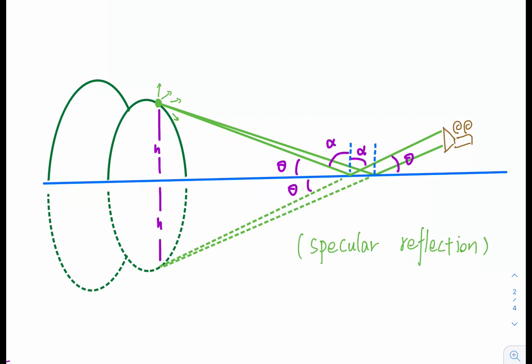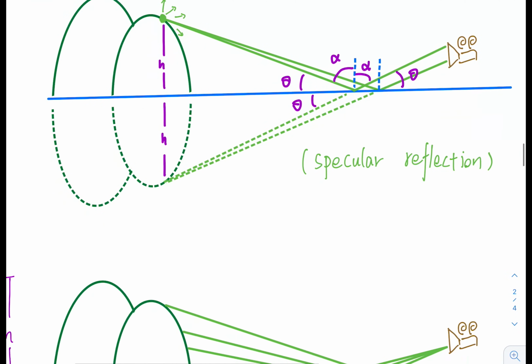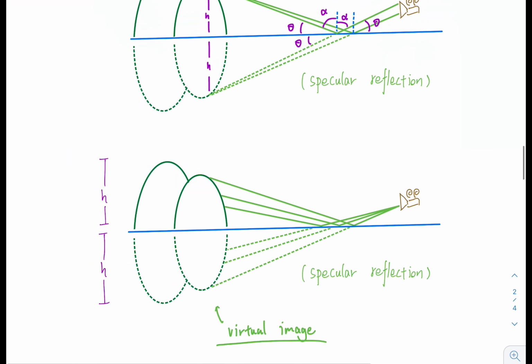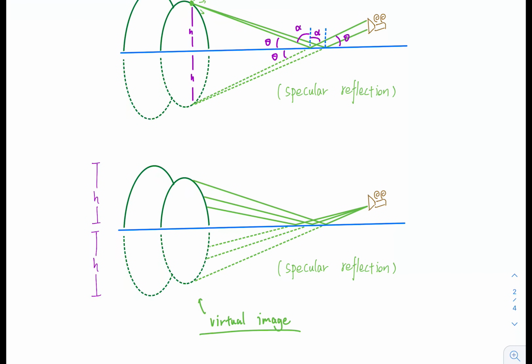If we perform this process for every point on the mountain, we will find that together the mountain is reflected in the water and the image is symmetrical to the real mountain. We call this image a virtual image because, remember, we were extending the light rays to intersect and they are not actually intersecting themselves. So it's only their extension that causes the image.